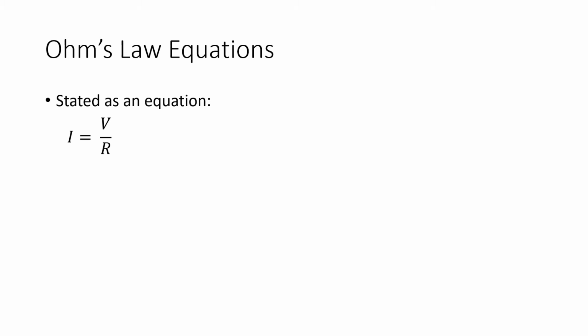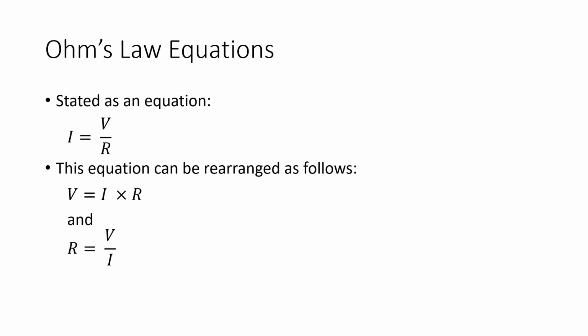I, the symbol for current, V, the symbol for voltage or potential difference, and R, the symbol for resistance. Now, this is the fundamental equation that describes Ohm's Law. And this equation can be rearranged to state V equals I times R and R equals V over I.